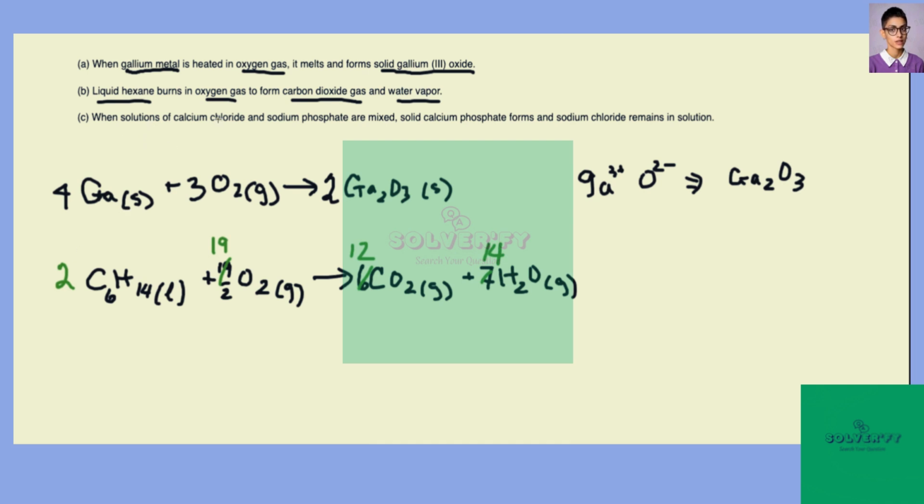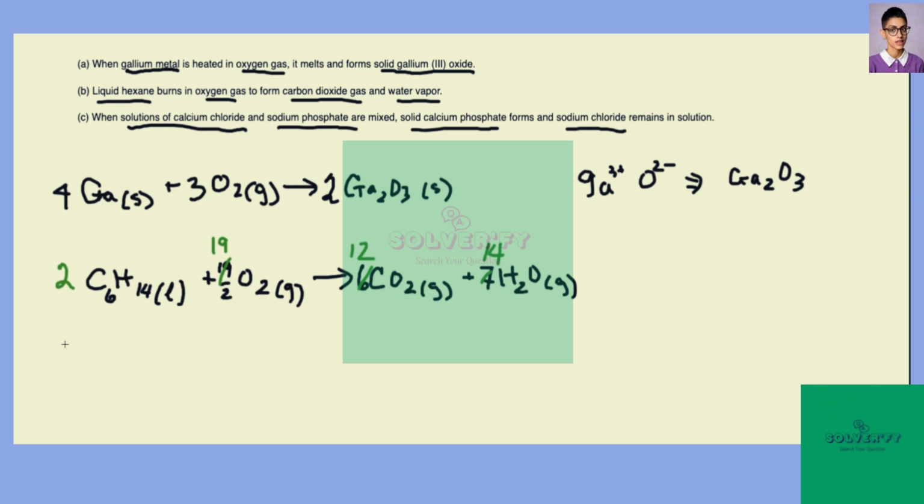The last example looks at ionic compounds. I have solutions of calcium chloride and sodium phosphate, and they make a solid calcium phosphate as well as a solution of sodium chloride. So I have different ionic compounds that I need to find the formulas for.